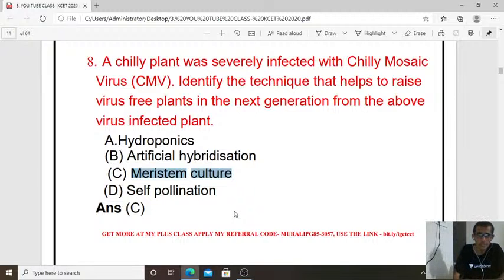So the chili plant was severely infected, but even though it has the virus, the meristematic tissues are not going to be infected, because the meristematic tissue is continuously dividing, isn't it? The fast rate of that meristematic cell division is greater than that of viral multiplication. So the virus can't invade the meristematic tissues. So the answer is C for question number 8.